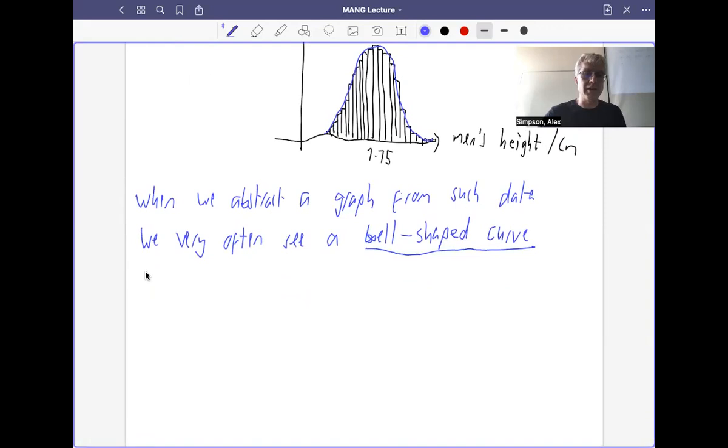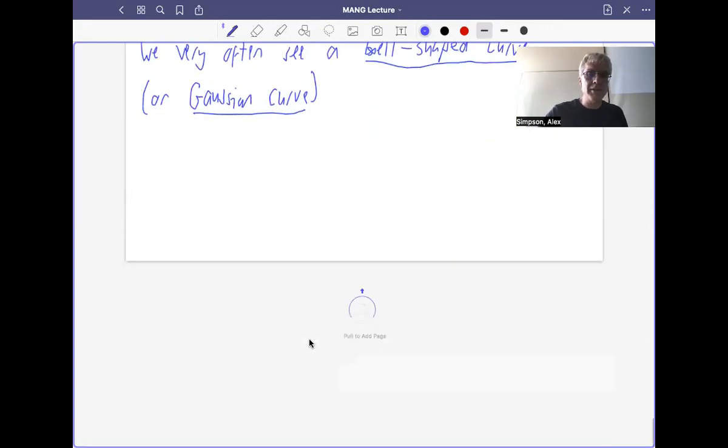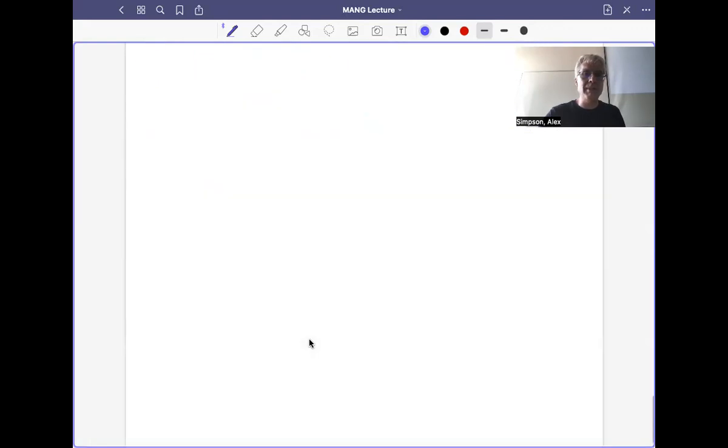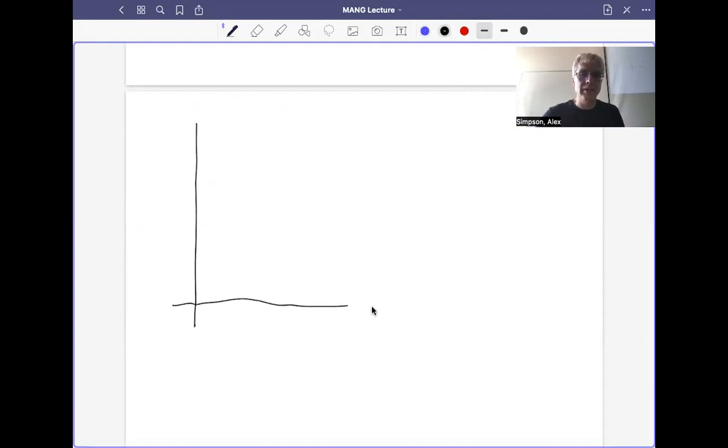This curve is also called a Gaussian curve, after the mathematician Gauss, who we've talked about in other lectures on this course. So such a bell-shaped curve, let's draw it again, just without the histogram underneath. A bell-shaped curve is going to look like this in general.